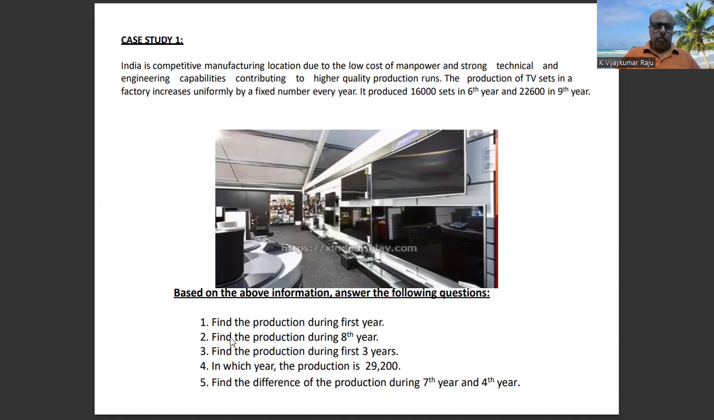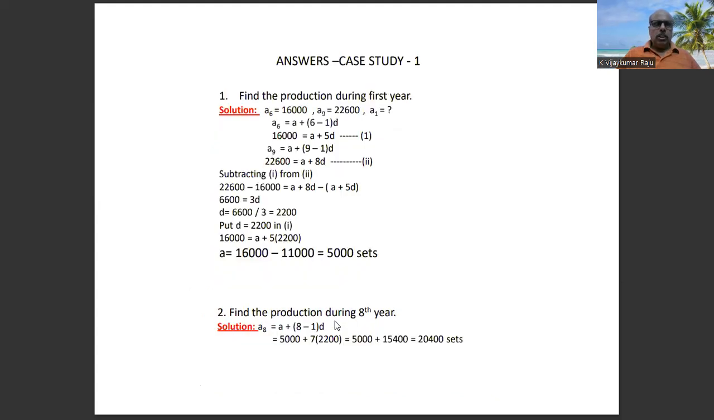Now, see the questions here. What is the production during the first year? So, let's begin with the first question. Here what is given is A6, that is, on the sixth year, what was the production? A6 is given as 16,000. On the ninth year, the production is 22,600. So, that is A9 is 22,600. He wants you to find the production during the first year. That means you need to calculate A1.